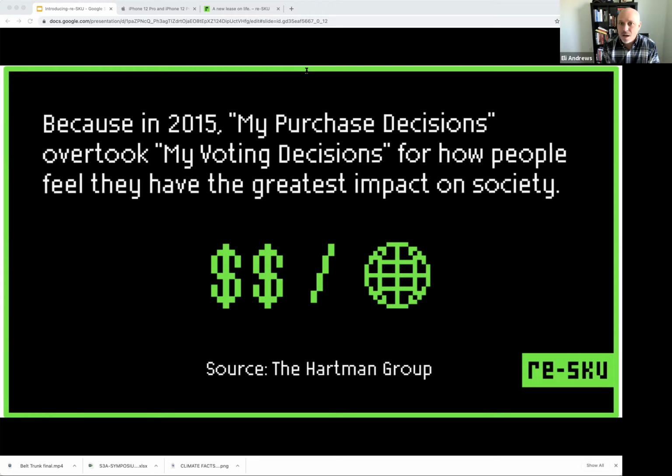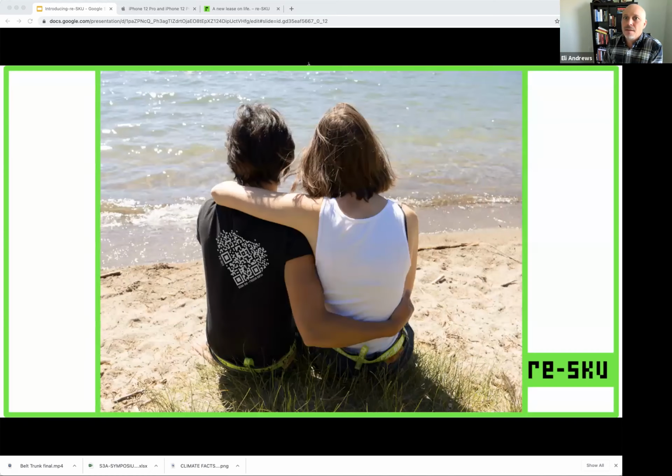And that's why this 8-year study by the Hartman Group is so mind-blowing and ripe with opportunity to be a catalyst for positive change. This study found that starting in 2015, people felt that their purchase decisions were more important than their voting decisions for how they could make a meaningful difference in the world. That insight and these facts are the core driving forces at re-SKU.